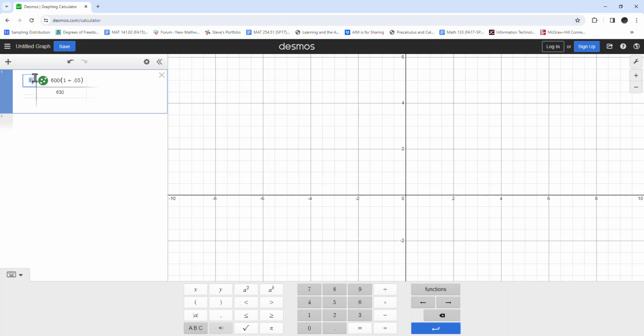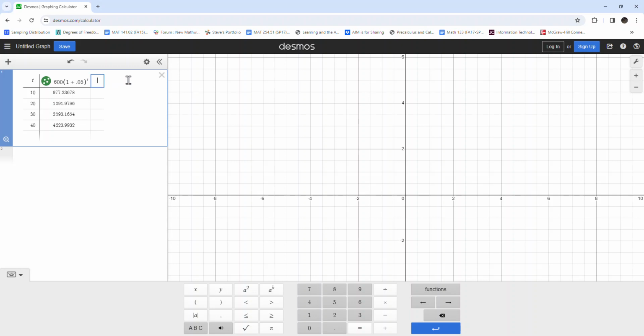Well, if I want to use t, I have to tell Desmos that my x is my t. So I change the x1 to t, and then I raise that to the t value here. Now I can put in my 10 years, my 20 years, my 30 years, and my 40 years, and these are the respective account balances after each of these amounts of time.